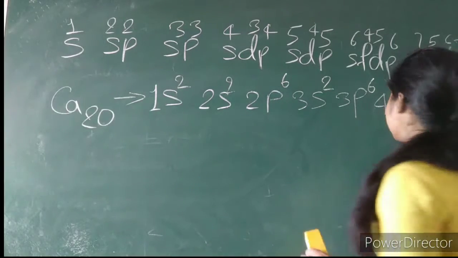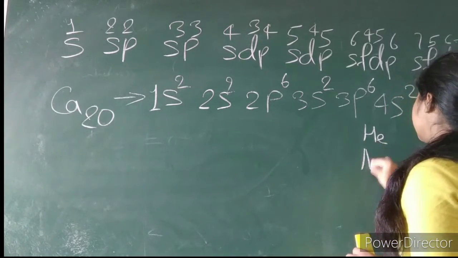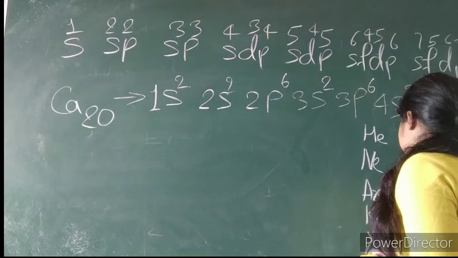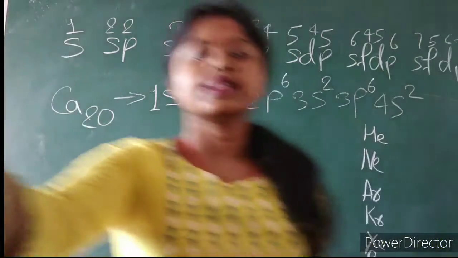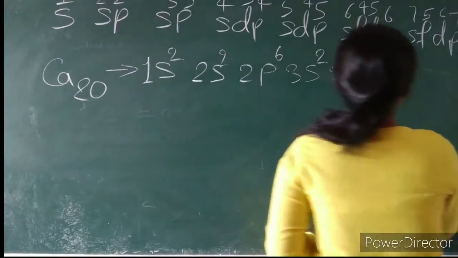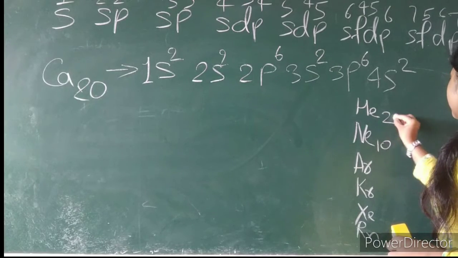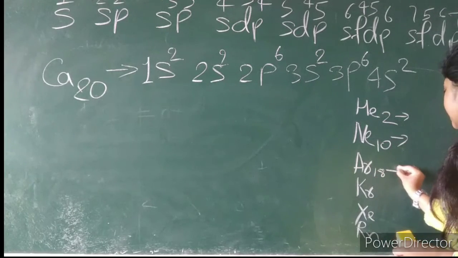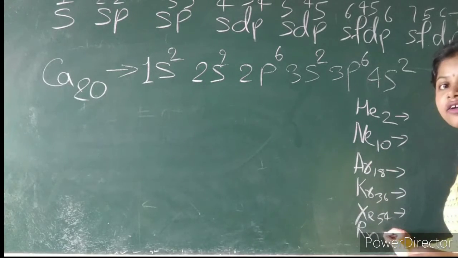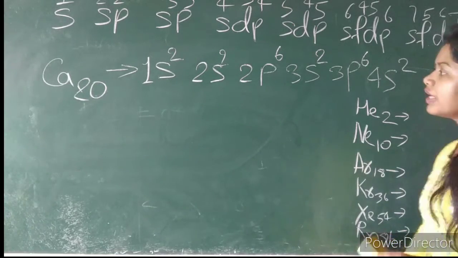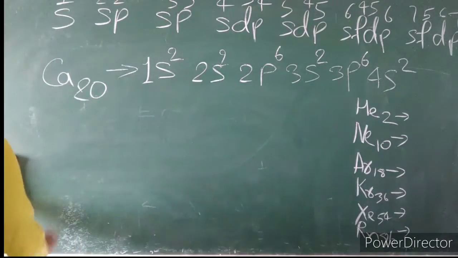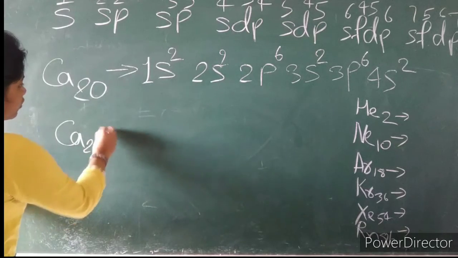The inert gases are helium, neon, argon, krypton, xenon and radon. Okay students, getting? Yes, let me adjust the camera. Okay, helium has atomic number 2, neon 10, argon 18, krypton 36, xenon 54 and radon 86. So in writing the condensed electronic configuration, we will take the help of the noble gases. Suppose I am taking calcium.